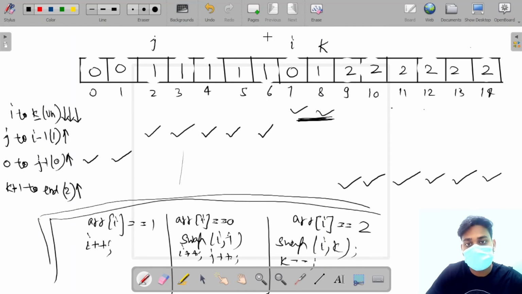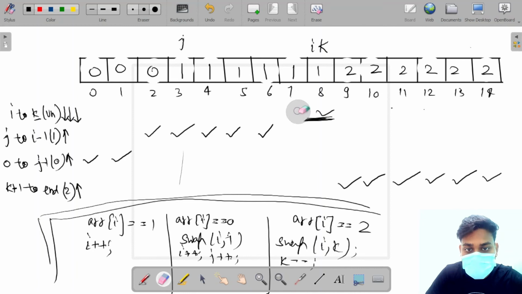So let's traverse it. AR of I equal to 0. So what we have to do? We have to swap it. Here it comes 0 and here it comes 1. Now what we have to do? We have to simply increase the pointer. Now I and K are pointing to the same place. So here also what we have to do? We have to decrease the unknown region. The region of 0 increases and the region of 1 is modified.